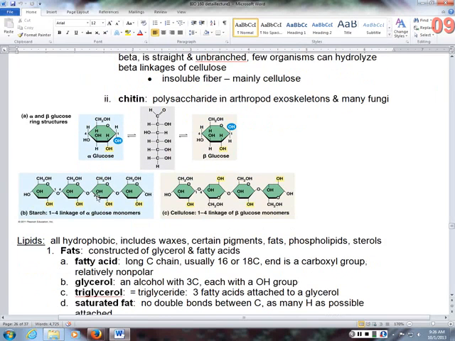So this is showing where you've got starch with those linkages. You notice they all look the same. Cellulose, you've got one that goes up, one that goes down. That's where you get the alpha and beta from.